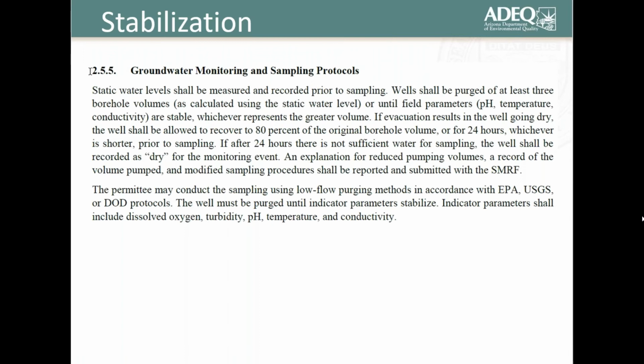And then some boilerplate language. The permittee may conduct sampling using low flow purging methods, which we discussed, with the pump and tubing. And we always want to be in accordance with EPA, USGS, or DOD protocols. The well must be purged until indicator parameters stabilize. And indicator parameters shall include dissolved oxygen, turbidity, pH, temperature, and conductivity. This language is written into the permit, and so an inspector may ask for this data.